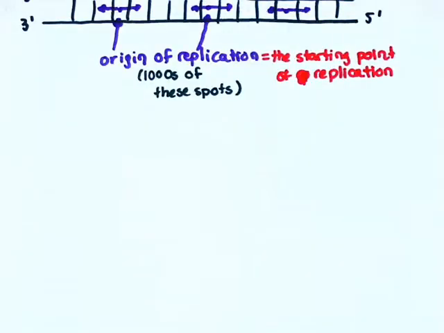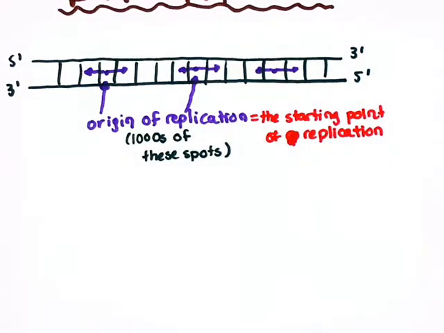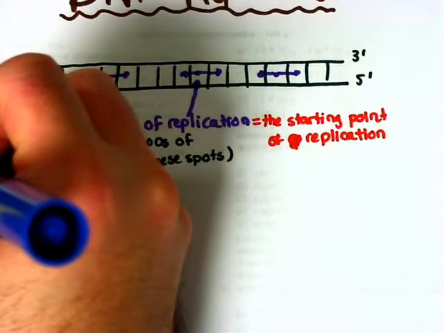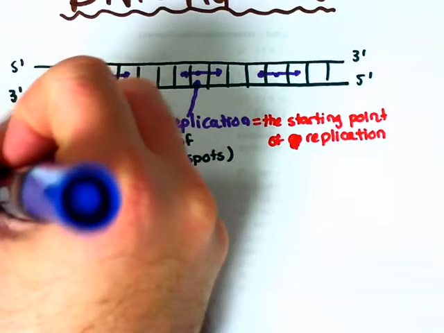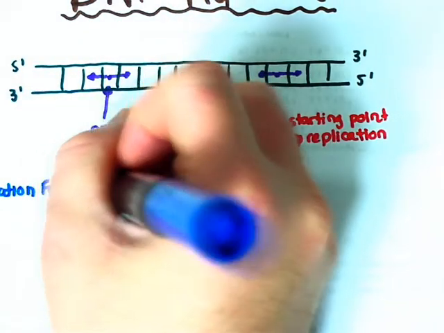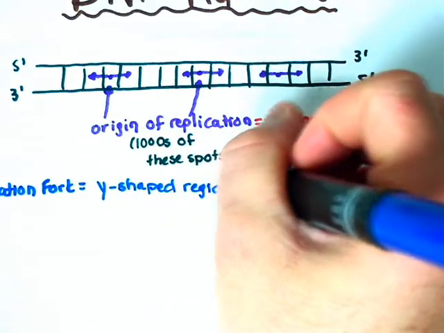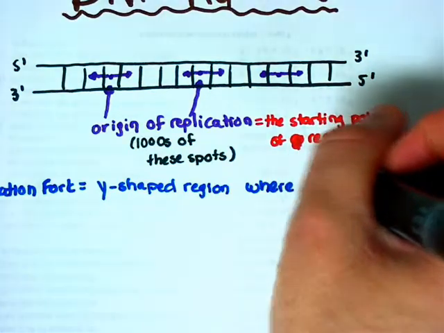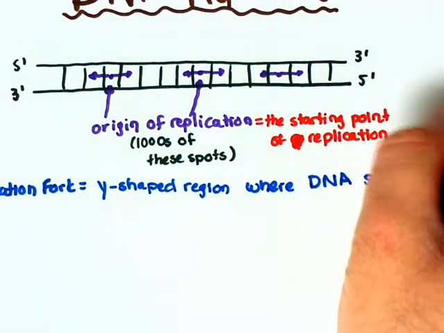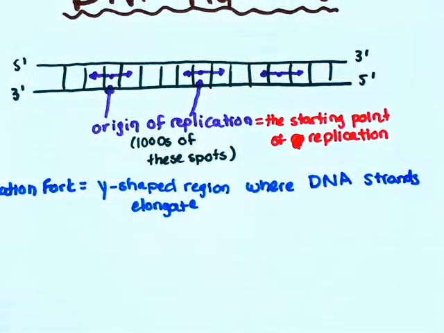Okay, awesome. So as far as some vocab goes, and knowing some of our major players, we would want to know for sure that you've got a replication fork, which is simply the Y-shaped region where DNA strands are going to elongate.